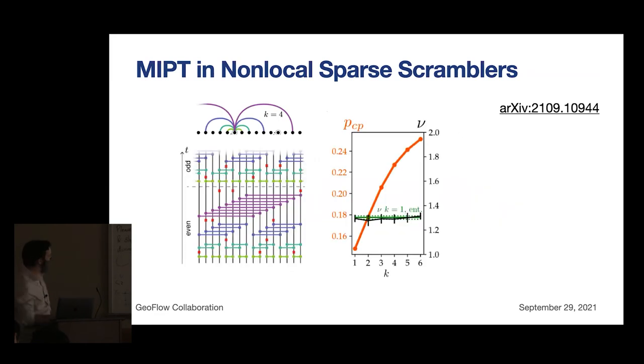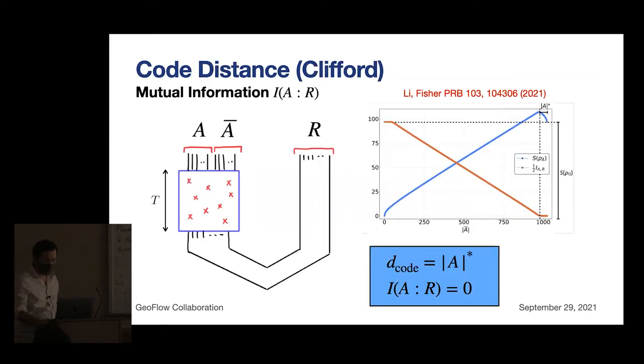Okay, so we see from numerics that this critical point increases a lot and the critical exponents stay basically the same. Now, another way to view this phenomenon is, the reason this entanglement is stable is that there's actually a dynamically generated quantum error correcting code. It's kind of continuously being generated as this thing flows along.